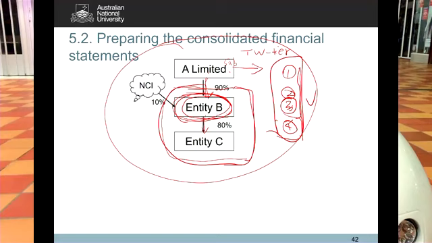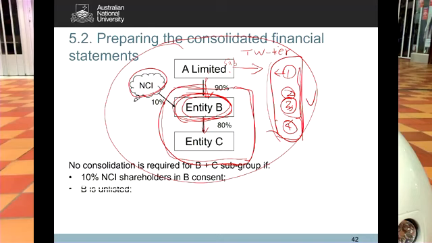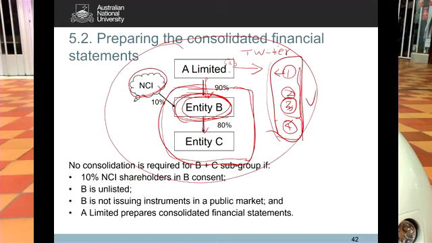If B also has another owner holding 10%, and this 10% holder also needs to agree, that's part of condition 1, right? If the NCI 10% holder says, okay, you are fine without preparing, then B is exempted. If B meets all the conditions here, but NCI says you need to prepare, then B still needs to prepare. Okay? So that's all the conditions it needs to meet. Then B is exempt. So now you understand who needs to prepare the consolidated financial statements.